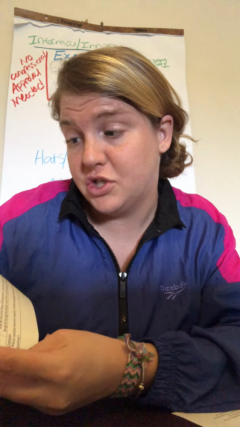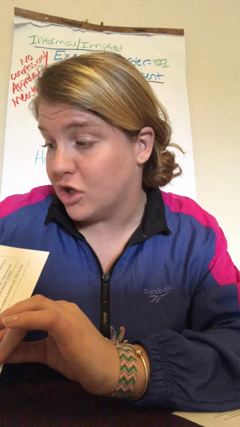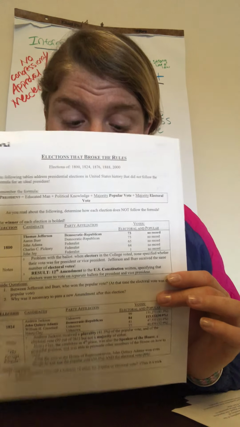For the first one, the winner of each election is bolded. So in 1800, Thomas Jefferson, who was a Democratic Republican, because remember, they didn't have Democrats and Republicans. They had Democratic Republicans, they had Federalists. So he won, and he had 73 electoral votes. But Aaron Burr also had 73 electoral votes. So you're going to try to understand why he won. All right? And you're doing that on both pages, and on the third page too.